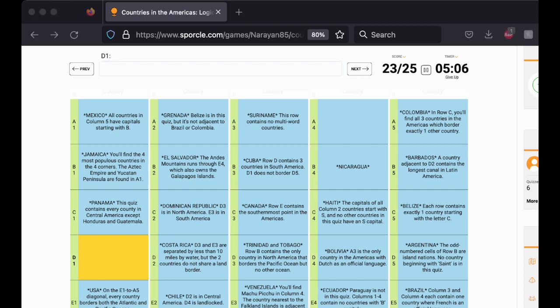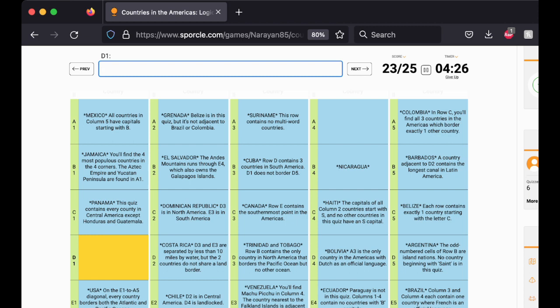I don't really want to guess. Alright, so we're down to, okay, I need to think about this. Guyana or Peru. So is there any other hints? All countries. The capital of Guyana is Georgetown. The capital of Peru is Lima. So the S and B capital hints don't really help. The hint in A3, row A contains no multi-word countries. Well, neither Guyana nor Peru are multi-word.